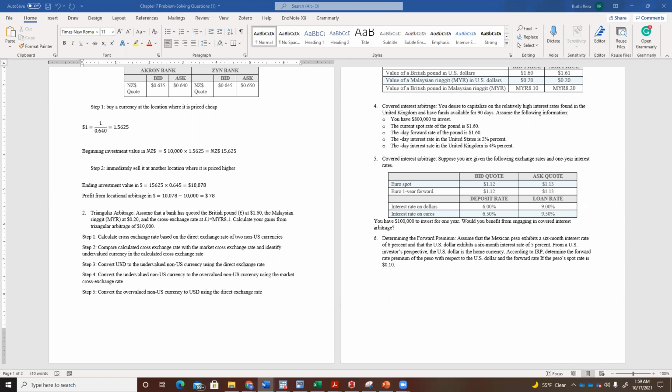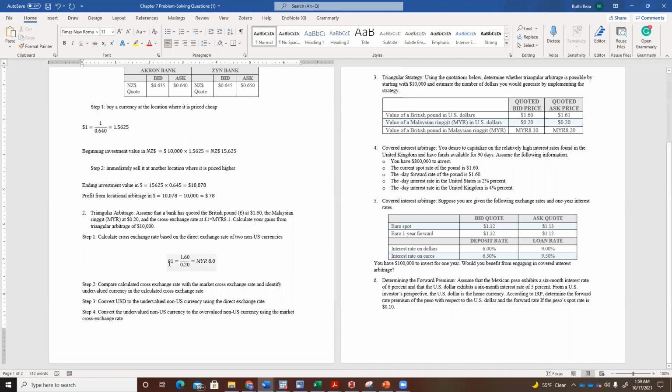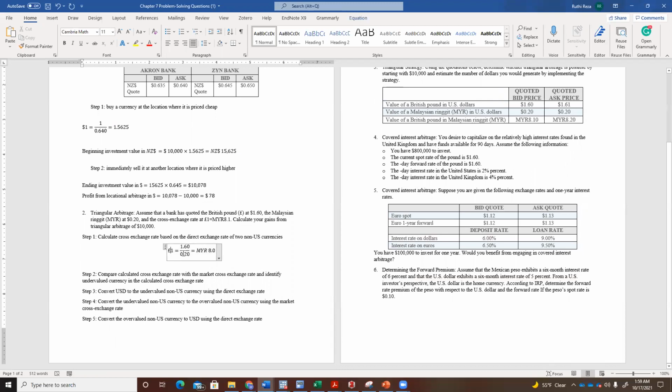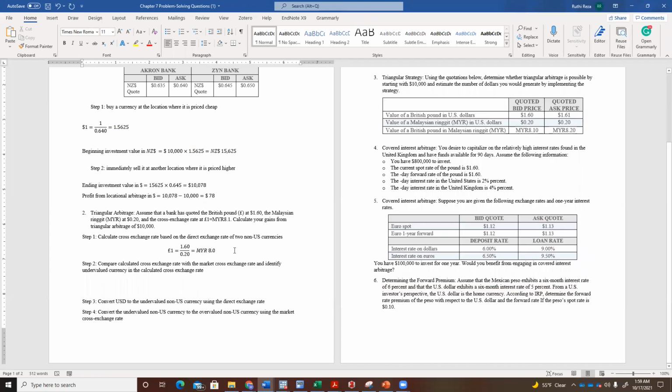So first, let us calculate the cross exchange rate between pound and Malaysian ringgit. So here you can see for each pound, you should get 8 Malaysian ringgit based on the calculated cross exchange rate. Okay. And remember, the formula for cross exchange rate is discussed in chapter number 3. And we use the formula from that chapter here to calculate the cross exchange rate from the direct exchange rate.